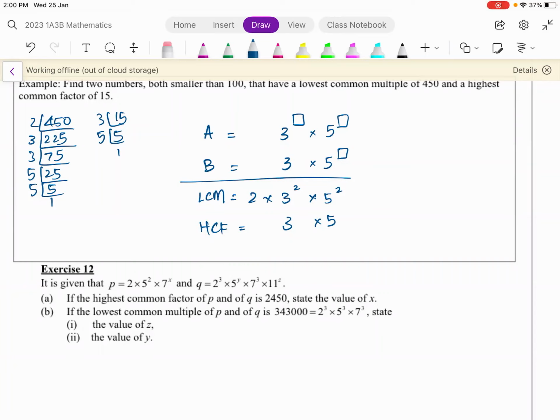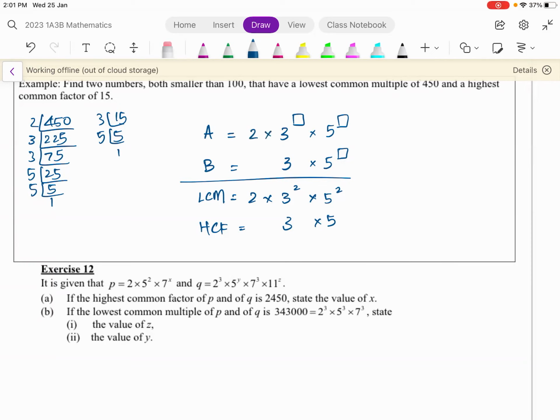What about the HCF? HCF doesn't have 2. Okay, if you are looking at the LCM by itself, then yes, this could be a 2, this could be a 2. But if I have a 2 and a 2 here, my HCF must have a 2 also, because it's common, isn't it? So now our conclusion: can there be 2 and 2 here at the same time? Cannot. Only one of them can have 2, right? Choose one of them to have a 2. Let's say A has the 2.